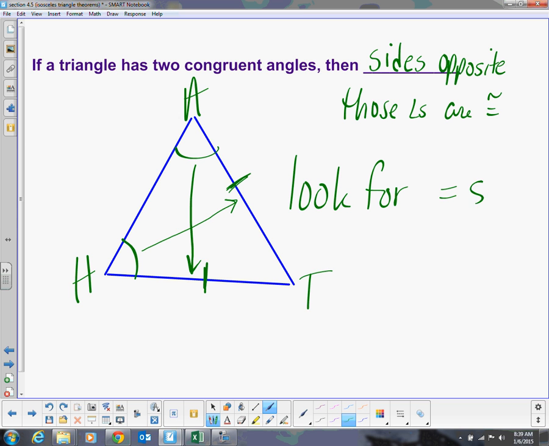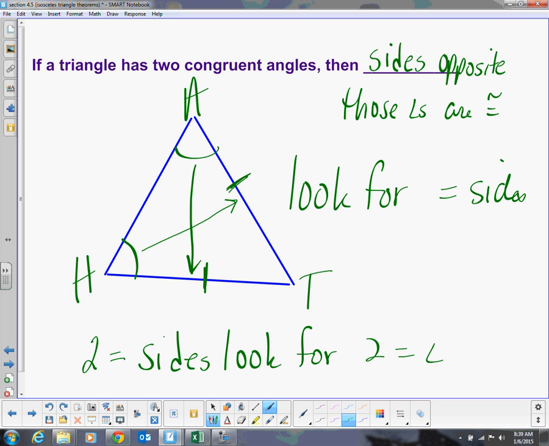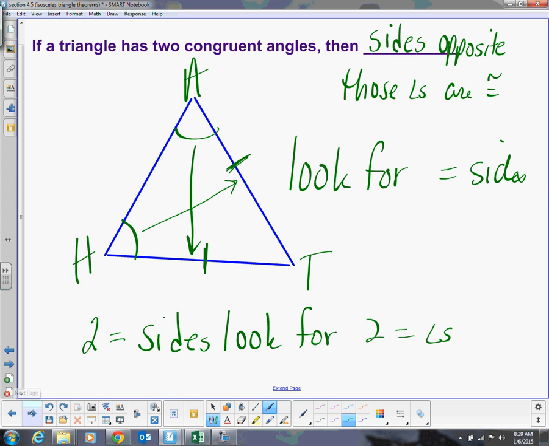So if you see 2 congruent angles, I want you to immediately look for equal sides. If you see 2 equal sides in a triangle, what do I want you to look for? 2 equal angles, correct. It goes both ways. If you're given 2 equal angles, you look for 2 equal sides, yes.